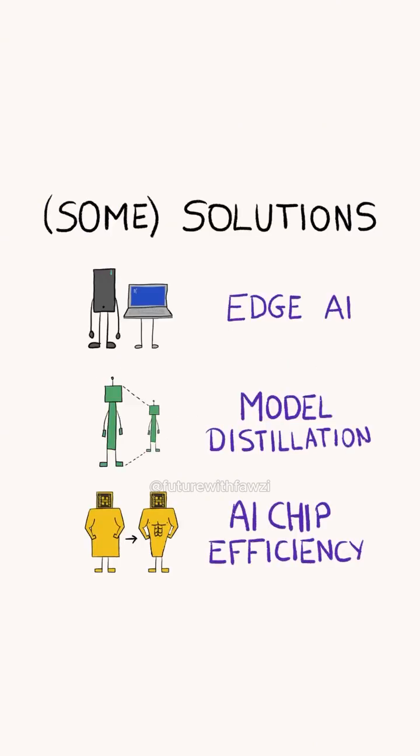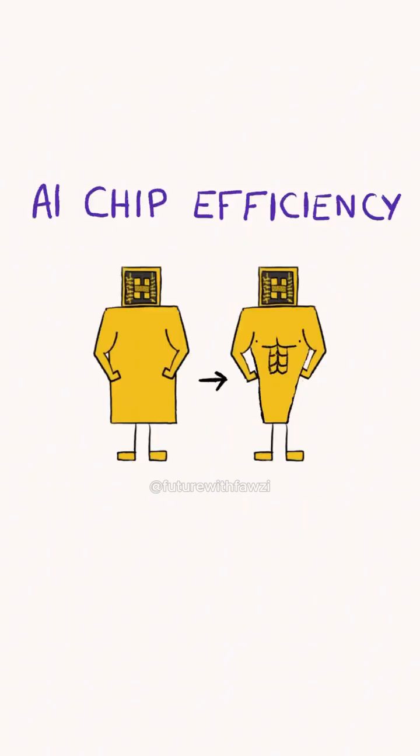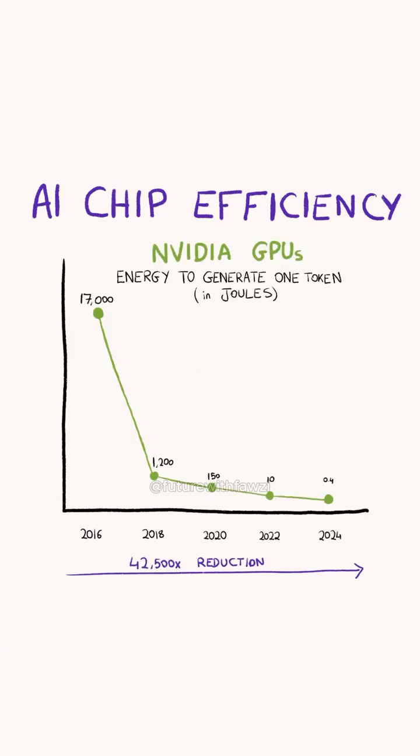Finally, the AI chips and data centers are getting more efficient, which means they need less energy to produce the same output. Over the past 8 years, the energy cost to generate 1 token on an NVIDIA GPU went down from 17,000 joules to 0.4.